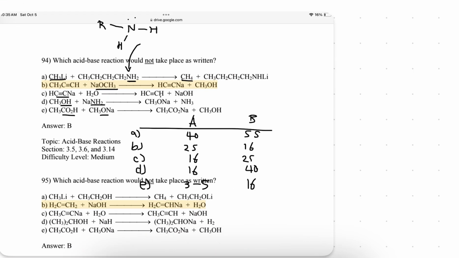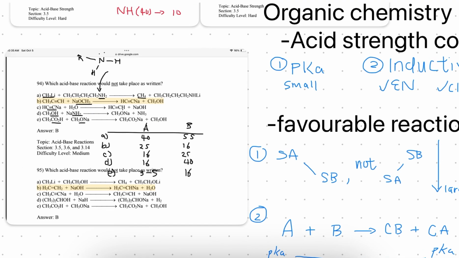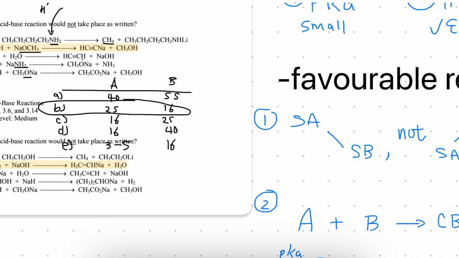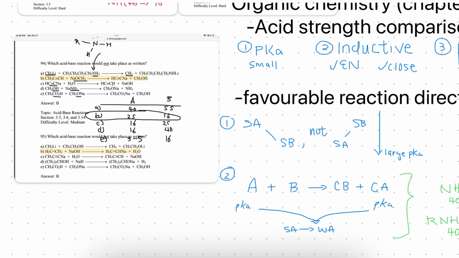So with this table, what we do now is we compare based on this principle. In order for it to be favorable, the acid is going to have a smaller pKa than the base, but the question is asking which one would not take place as written. So we're looking for a base that has a smaller number than the acid. Base with a smaller number than the acid. And that is the right answer. So 95, same way to go about this question.